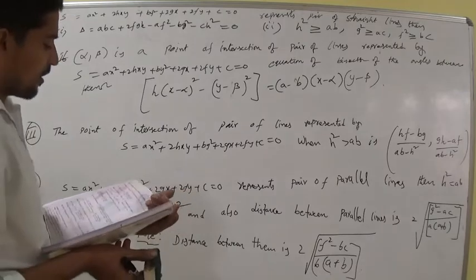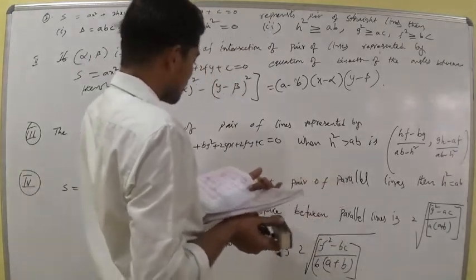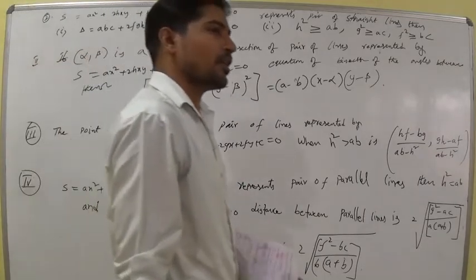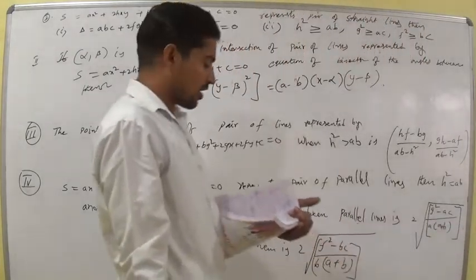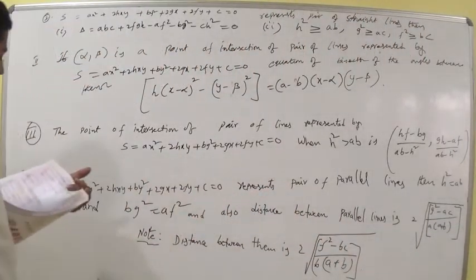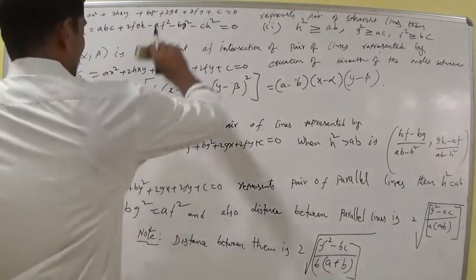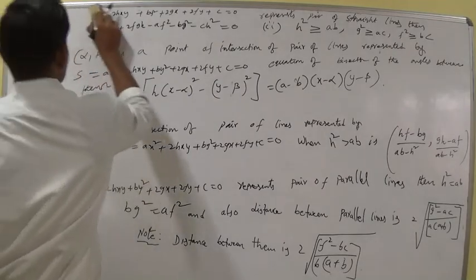Next, the product of the perpendiculars from a point to the pair of lines is a alpha square plus 2h alpha beta plus b beta square by square root of a minus b whole square plus 4h square. Product of the perpendiculars from a point to the pair of lines. Clear?